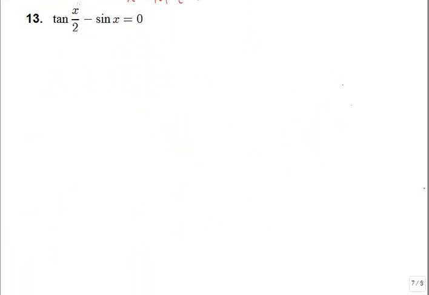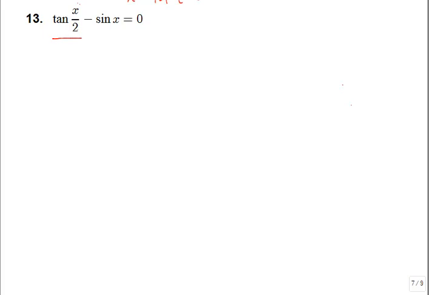Alright, the next example here is a little bit different. We have tangent of x over 2 minus sine of x equals 0. And we have a couple of issues here. First of all, we've got two different kinds of trig functions, tangent and sine, and we also have two different kinds of angles. So usually when you have an x over 2 like this or a 2x, we pull out some of those identities, and this would be that half angle identity.